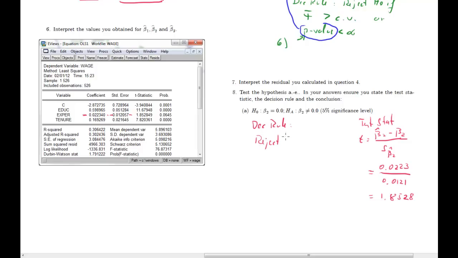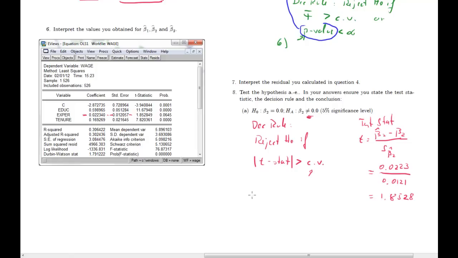Reject H0 if, and now there are two ways to do that, if the t stat, and since we have a two-sided test, we will use the absolute t stat, is larger than the critical value. So the question is now, where does the critical value come from?